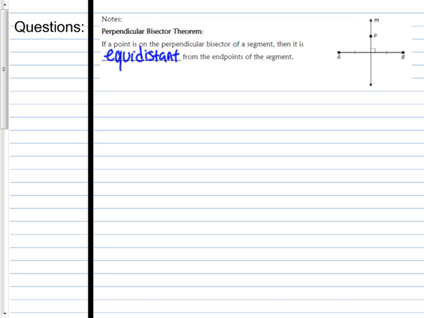So for example, M is the perpendicular bisector of AB. So any point on M, whether it's this point or even point P, it's an equal distance from A and B. That means that this side is the same as that side, okay? Or this point, I can name that point D. And from D to B and D to A, it's the same exact distance. Okay, so any point on the perpendicular bisector is an equal distance to the endpoints of the line that it is bisecting. Okay, moving on.